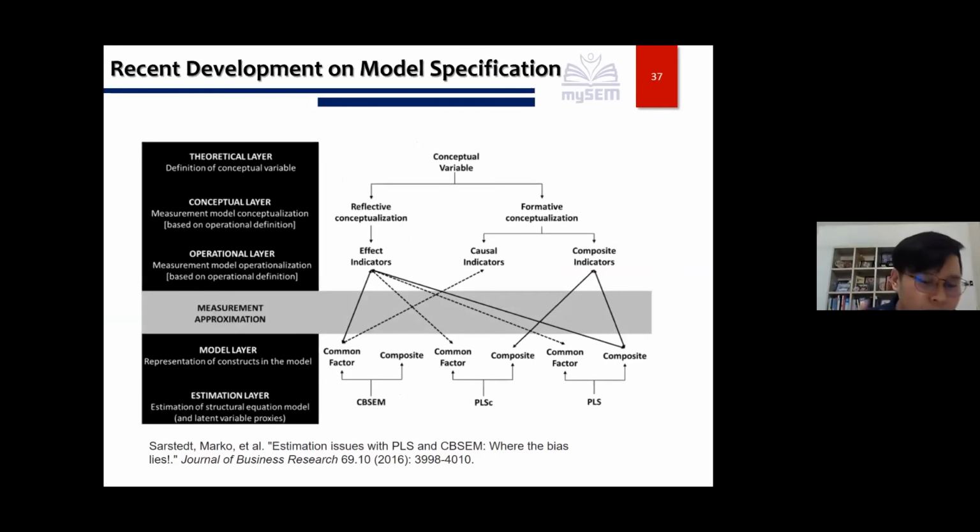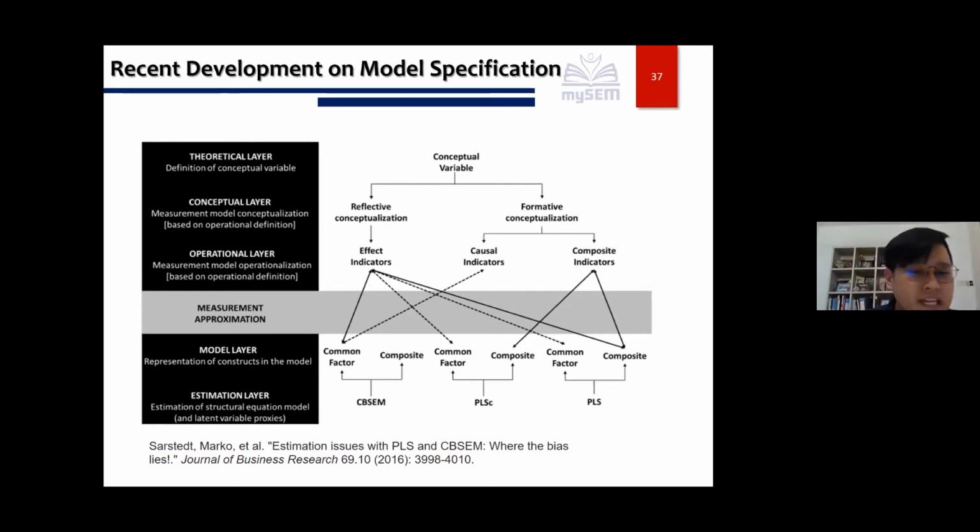So to give you a more detailed scenario, I always love to use this example by Sarstedt et al. 2016. They explain that a lot of people are confused with the term composite, okay? But let us look at the most fundamental way. We have the theoretical layer, the conceptual layer, the operational layer, and then the bottom one, which is the measurement approximation. But let us look at the top. At the top, we have the conceptual variable.